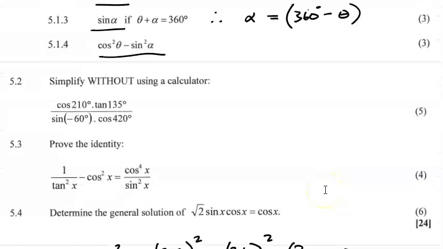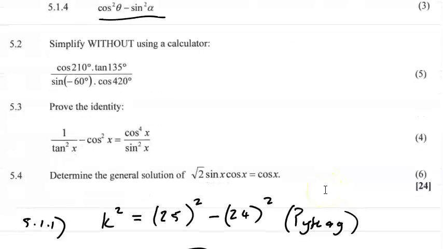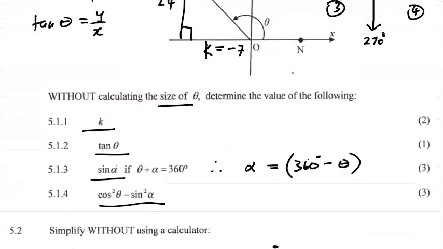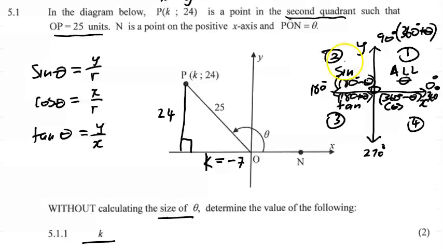Now in the next question here, still dealing with the reduction formulas. Simplify without using a calculator. Cos of 210 degrees times tan of 135 all over sine of minus 60 times cos of 420. Now let's look at each one of these separately. Cos of 210. Now for cos of 210 degrees, what is that going to equal? Now we need to use our reduction formulas here, right?